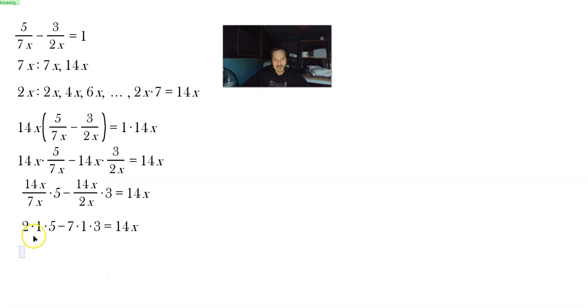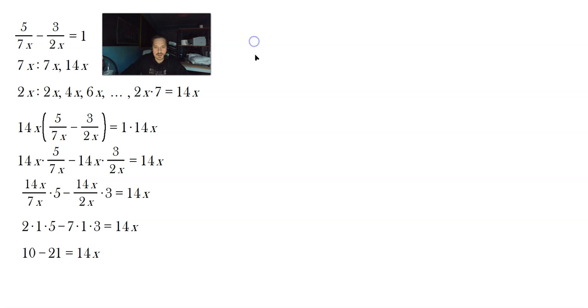So now I just work on these. 2 times 1 times 5 is going to give you a 10. 7 times 1 times 3 is going to give you a 21, and this is equal to 14x. Okay, I'm going to pick back up over here.